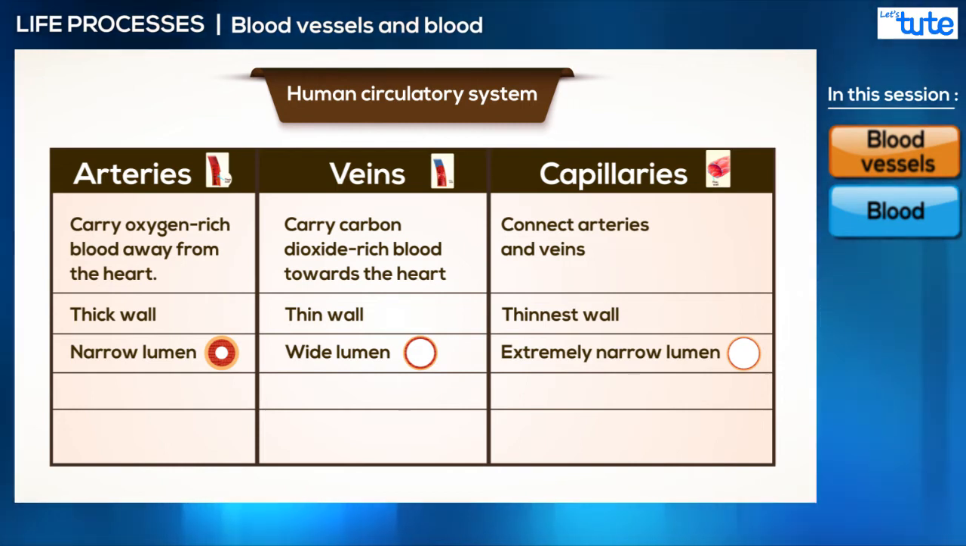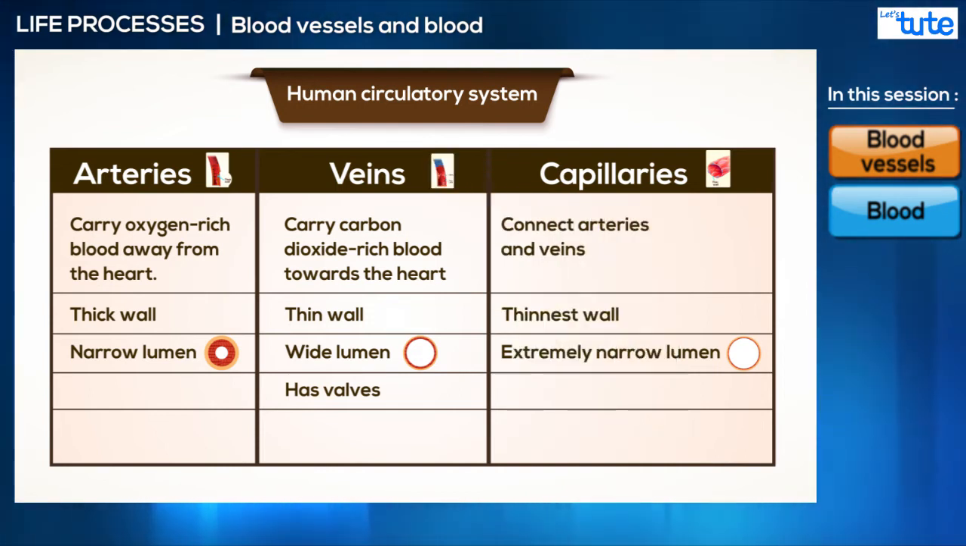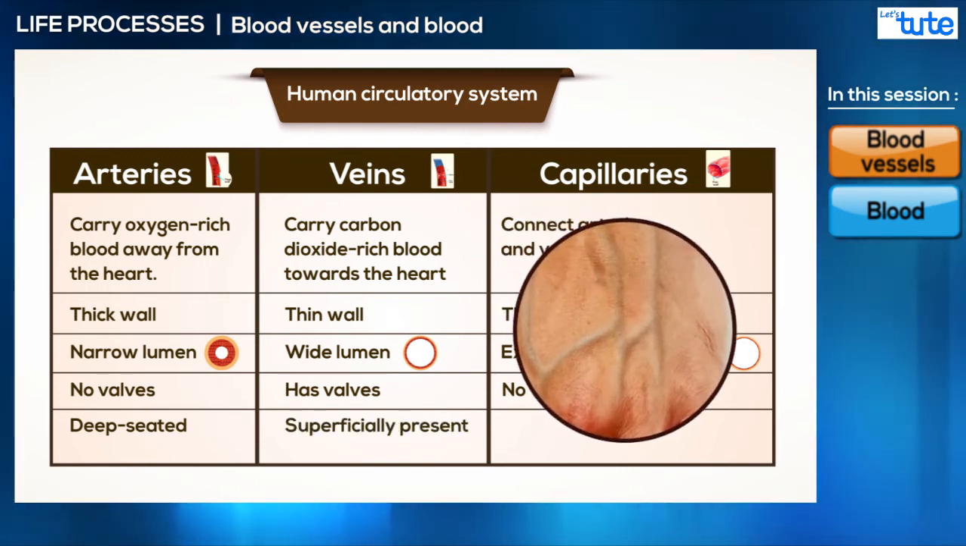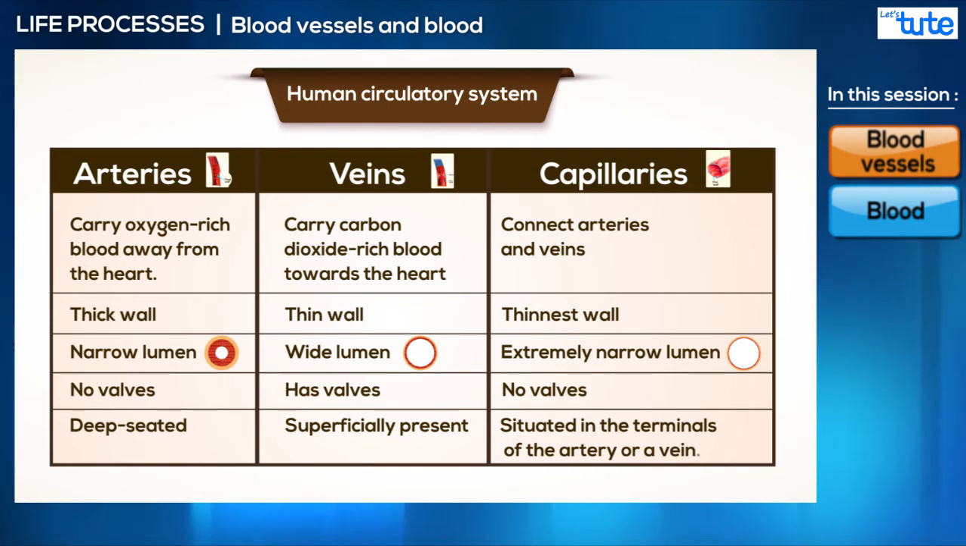We know the veins carry blood towards the heart, and to prevent the backward flow of the blood, they have valves. Valves ensure unidirectional flow of the blood. Arteries and capillaries do not have valves. Arteries are situated deep inside the body, whereas the veins are superficially present. The bluish blood vessel that we see beneath our skin are the veins. Capillaries are situated in the terminals of the artery or a vein.